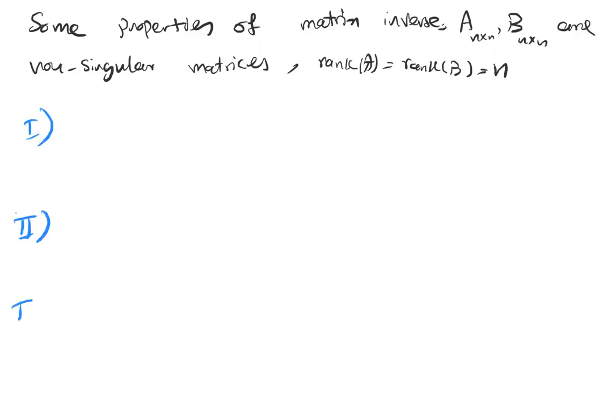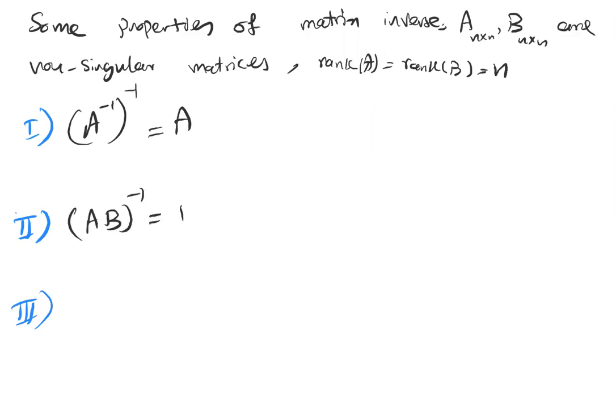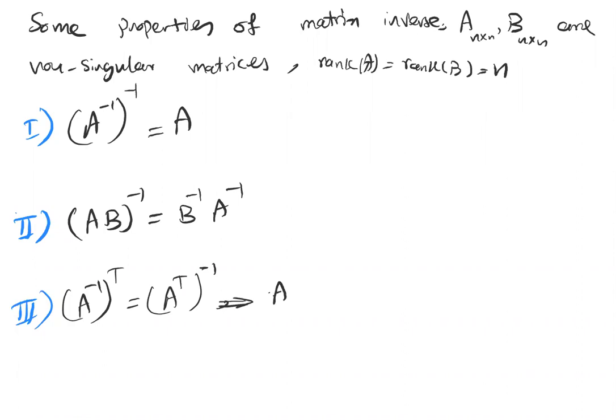1, 2, 3. The first property: the inverse of the inverse of a matrix is equal to the original matrix. The inverse of AB is equal to B inverse multiplied by A inverse. And finally, the transpose of A inverse is equal to the inverse of A transpose. Because of this, we often write this matrix as A transpose inverse. So we just merge the transpose and inverse symbols.